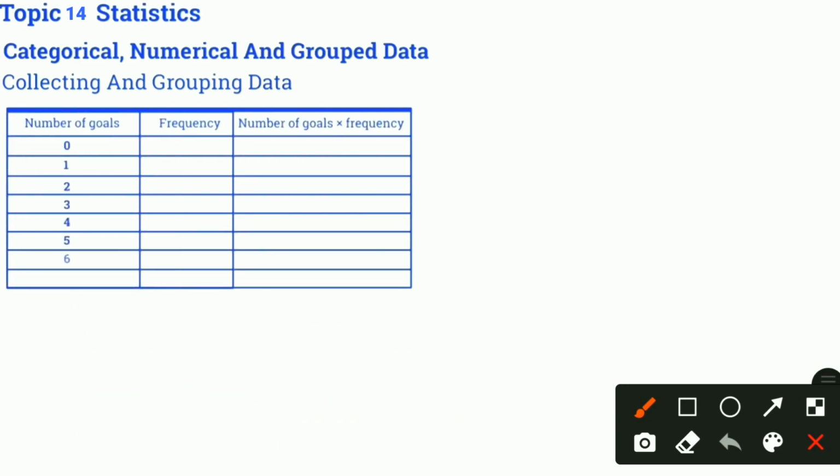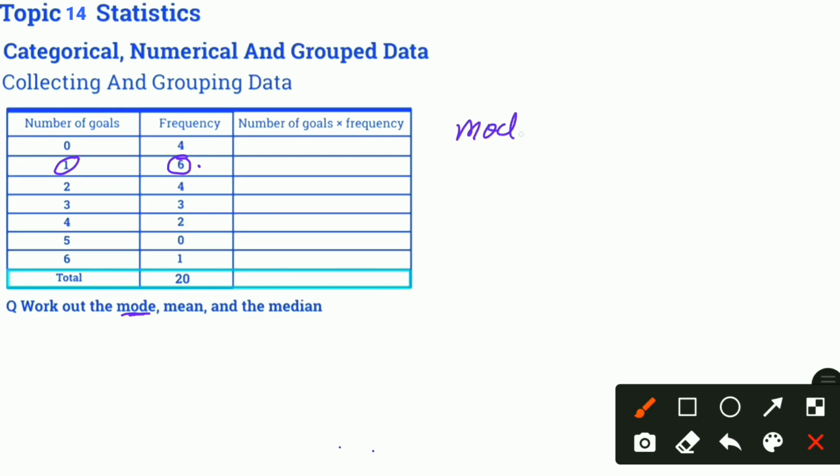Okay, let's say that we have this table. Now we are going to be asked some questions. Work out the mode, mean, and median. What is the mode? The mode is the value that has occurred the most number of times. So the mode is 1, because its frequency, the number of times it has occurred, is 6 times.